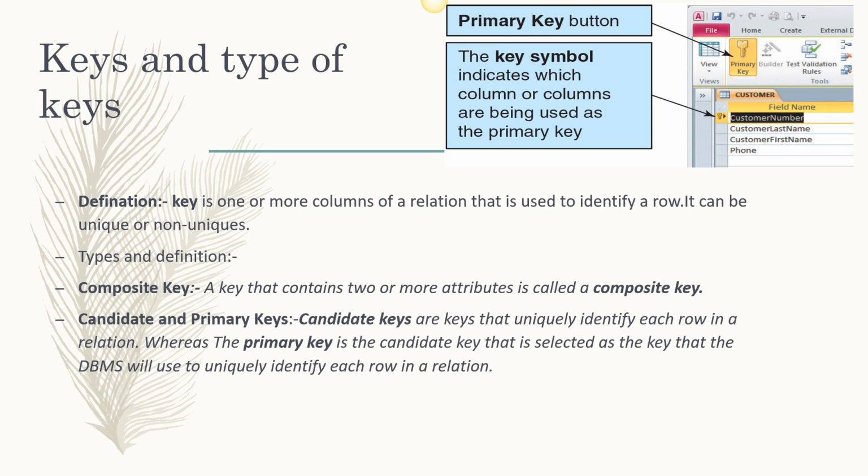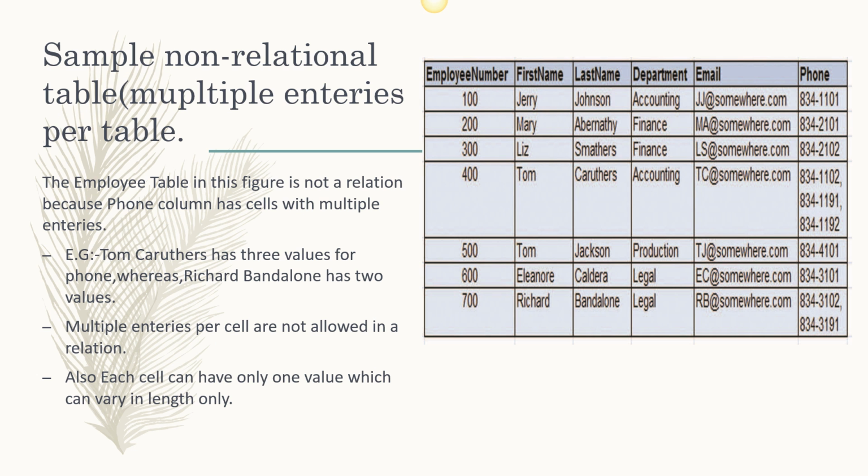Types and definitions. A key that contains two or more attributes is called a composite key. Candidate and primary keys: candidate keys are those that uniquely identify each row in a relation, whereas the primary key is the candidate key that is selected as the key that the DBMS will use to uniquely identify each row in a relation. This figure shows the primary key. The key symbol indicates which column or columns are being used as the primary key.